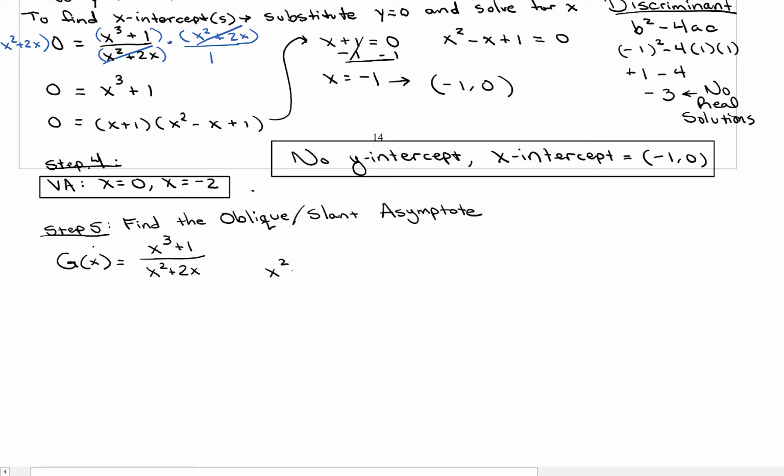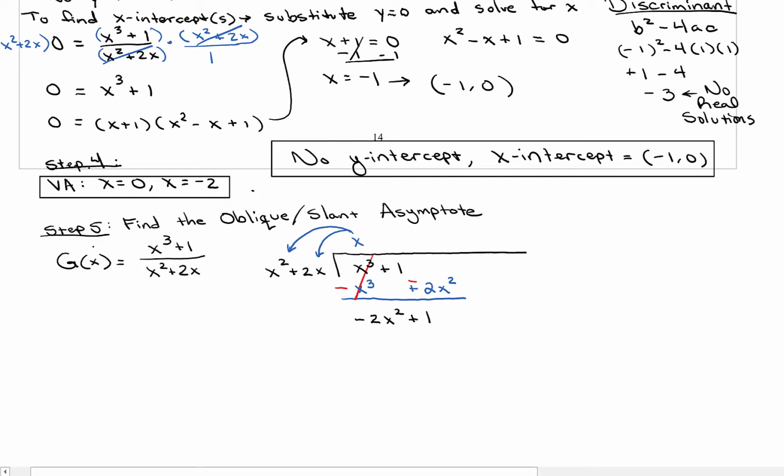I'm going to divide the polynomial that we have in the denominator into the polynomial that we have in the numerator. In order to divide these, I'm going to have to multiply this divisor by x in order to be able to subtract those x cubes and get them to cancel out. Then we're left with a -2x squared plus 1. Now I'm going to put up here a -2, because I need to multiply that x squared by a -2 in order to cancel out that -2x squared.